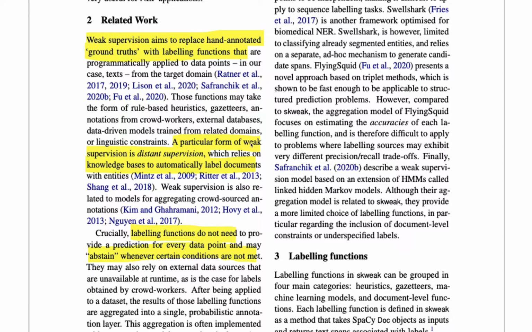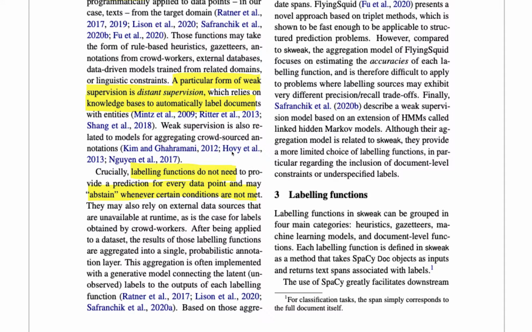A particular kind of weak supervision is called distant supervision, which uses some sort of knowledge bases. So you can imagine, let's say, you are training a named entity recognition system, and for that you can use some sort of knowledge base. So let's say you have a knowledge base specifying the name of a country, the name of a company, so you can use that kind of data to generate labels for your set.